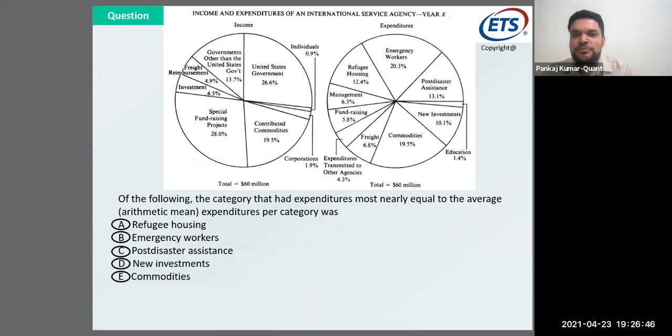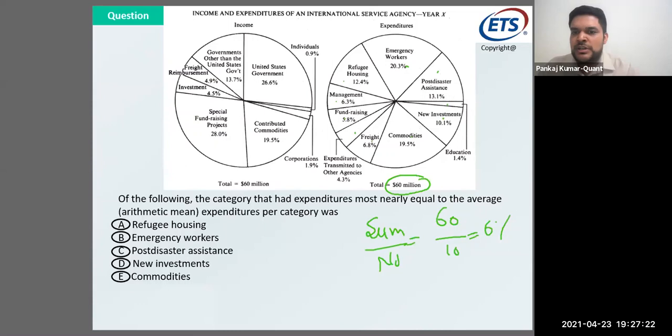Just see this. Of the following categories, which means refugee, emergency, post-disaster, new investment, commodities, what is that? The category that had expenditures most nearly equal to average expenditure. How do we calculate average? Average, we calculate sum divided by number of terms. What is the sum? 60 million. Divided by number of terms: 1, 2, 3, 4, 5, 6, 7, 8, 9, 10. And then I do this.